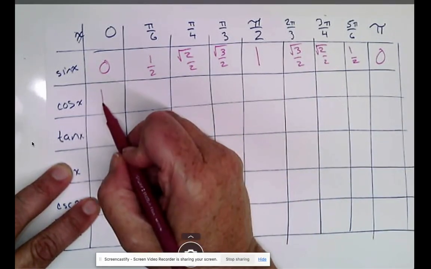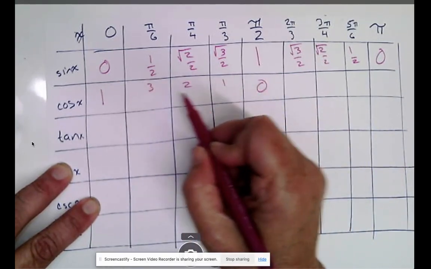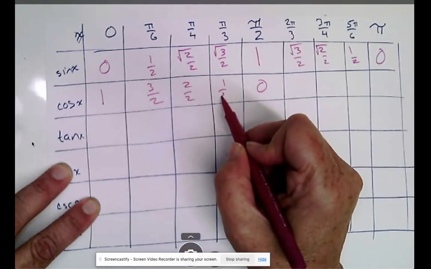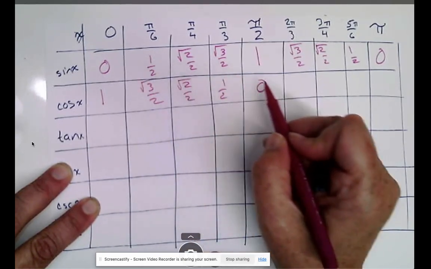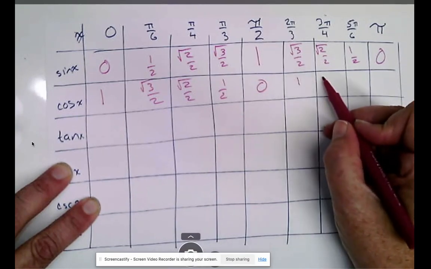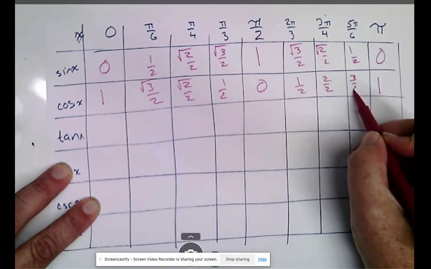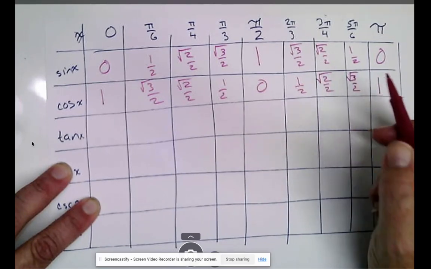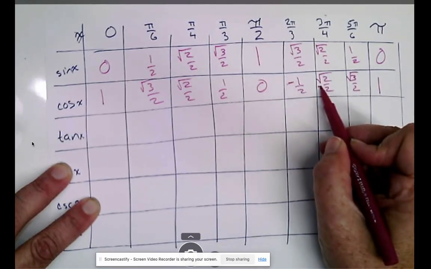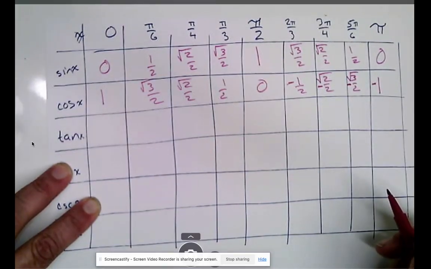Cosine, we start at 1, and we work our way down to 0. So square root of 3 over 2, square root of 2 over 2, 1 over 2, 0. Everything's positive here. And this is going to be a reflection, so it's going to go 0, 1 over 2, square root of 2 over 2, square root of 3 over 2, and 1. Cosine is negative in this quadrant, so I put in those negatives.